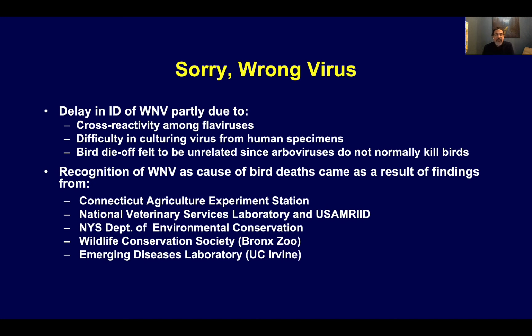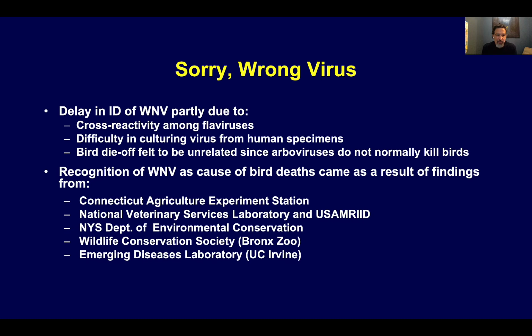So what was the reason for the delay in the identification of West Nile virus as the true cause of this outbreak? Well, partly it was because there is cross-reactivity among the flaviviruses. So the antibody tests for St. Louis encephalitis would also find that people would also react to people infected with West Nile virus. So there's a cross-reactivity due to the similarity between the viruses. It was also hard to culture the virus from the human specimen, so there was really no way to observe and look at the virus directly.